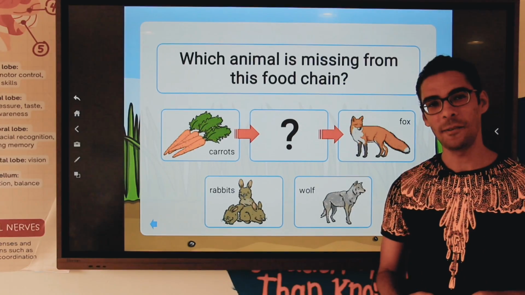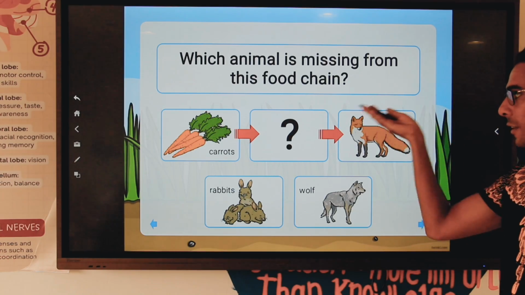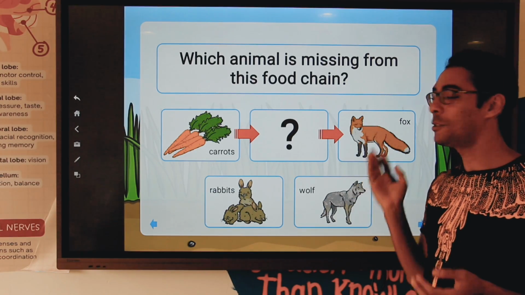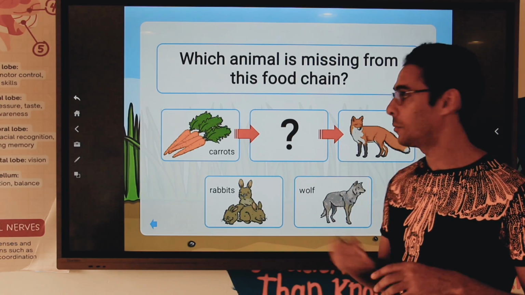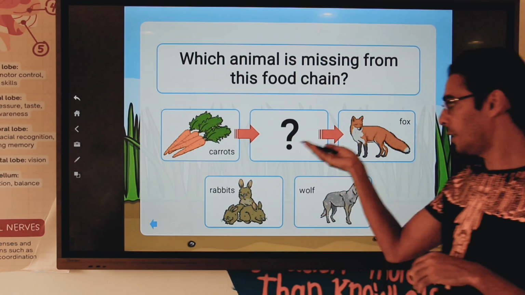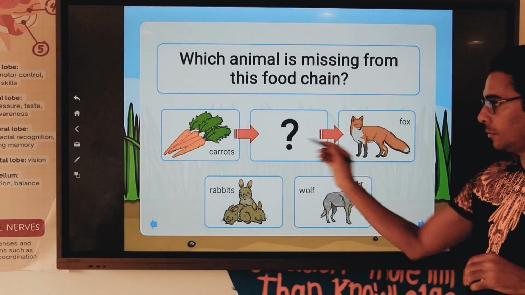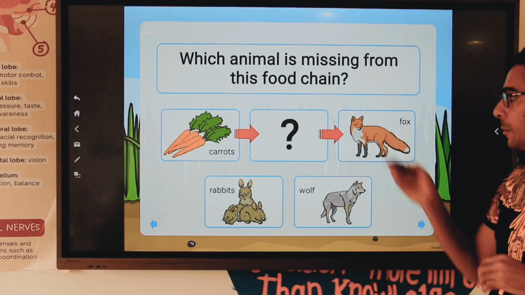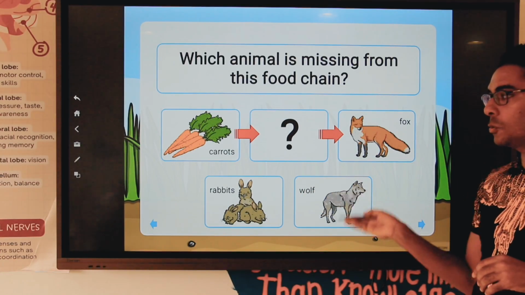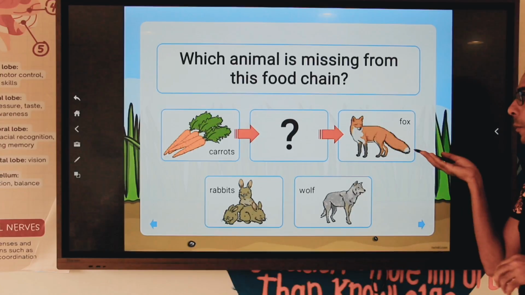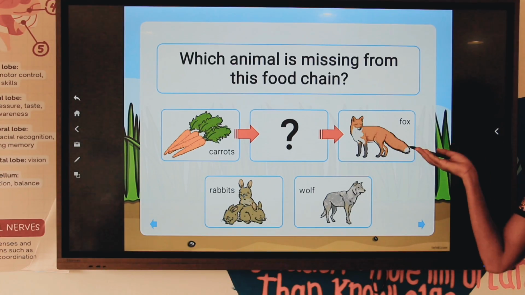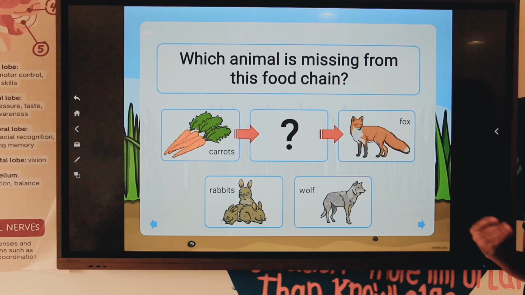The first exercise that we have together is to find the missing item. Find the missing item in the food chain. Here we have the carrot. It represents a producer, which is a plant. Then the primary consumer is not there. The missing primary consumer is going to be one of these two answers, either the rabbit or the wolf. Finally, we have the fox, which is here represented by a secondary consumer.